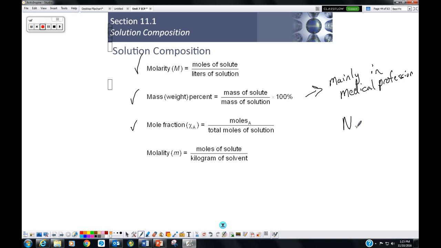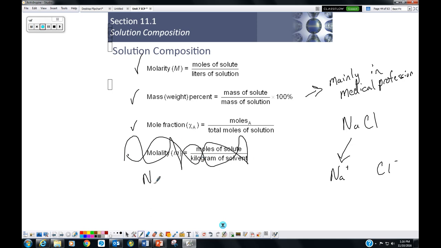Remember, if you have something like NaCl, when NaCl dissociates, we actually end up with a sodium and a chlorine, so that's going to double the amount. So we have to pay attention to that. When it's in solution, we might have 1 mole of sodium chloride, but we have 2 moles total, because we're dealing with a mole of sodium and a mole of chlorine there. And then molality, again, molality is not on the AP.